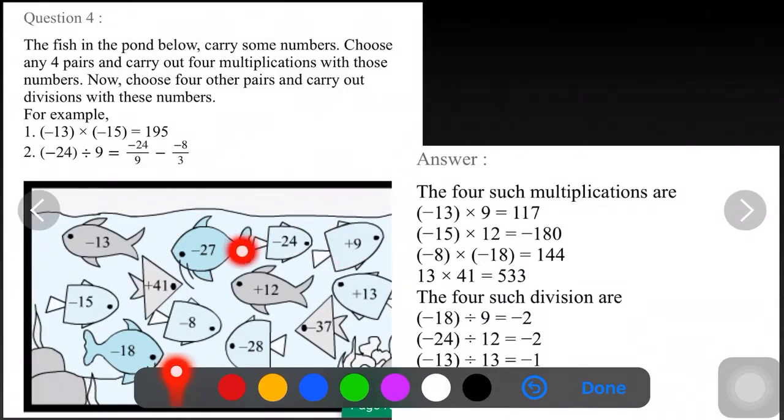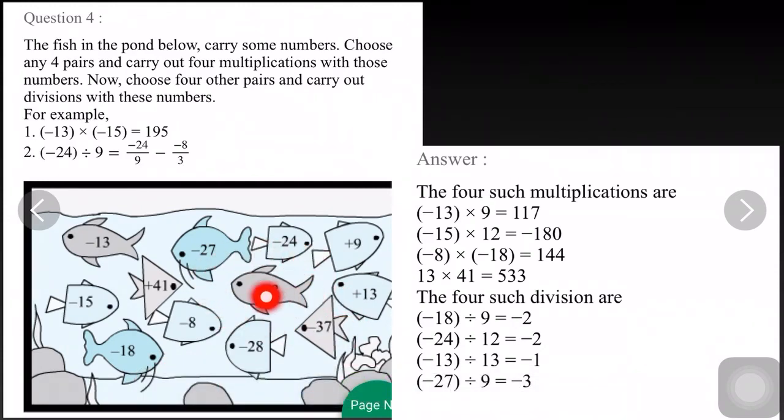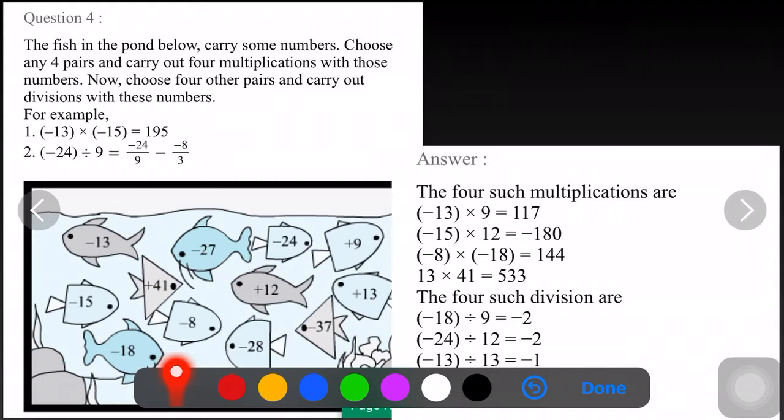Okay student, now question number 4. The fish in the pond below carry some numbers. Choose any 4 pairs and carry out 4 multiplications with those numbers. As you can see, this pond is given. In this there are some fishes. They carry certain numbers, for example, plus 13, plus 19, plus 12, etc. From this we have to pick any 4 pairs of numbers and multiply and get the product. Again we are going to pick the remaining 4 pairs and do the division and write down the answer.